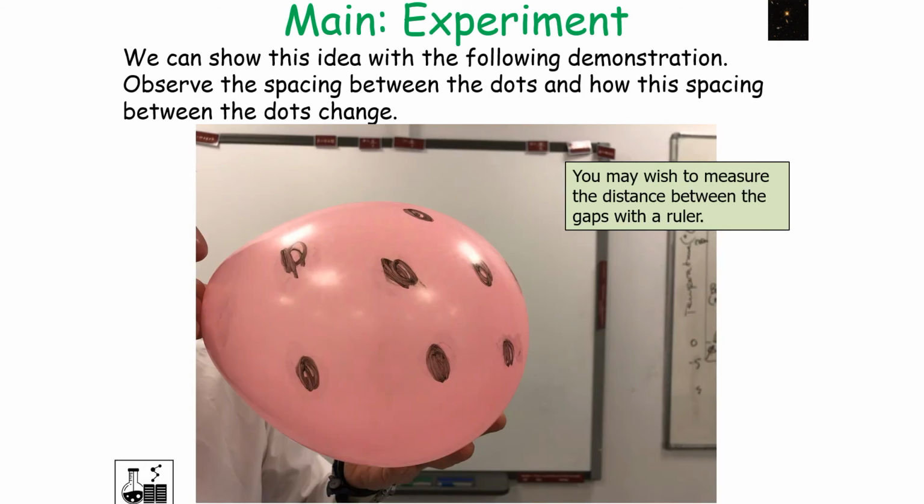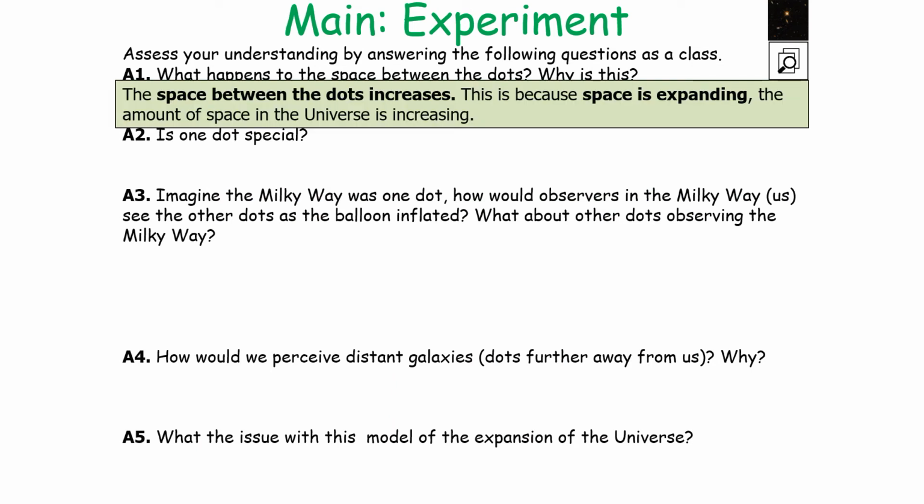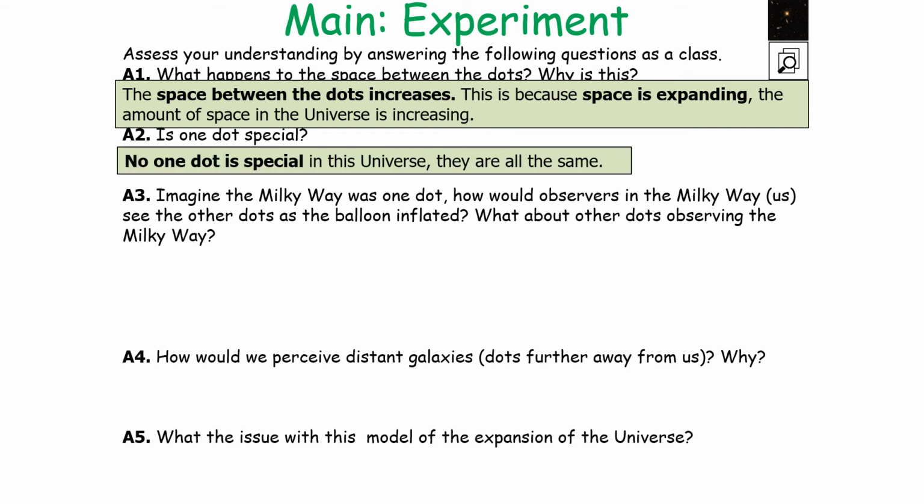Now, you can observe over time that the spacing between the dots changes, and you can measure the gaps with the ruler. So what happens to the space between the dots? Well, the space between the dots increases because the space is expanding, so therefore the amount of space in the universe is increasing. Is one dot on the balloon special? No, one dot is special in the universe. No one galaxy is special in the universe. They are all the same.